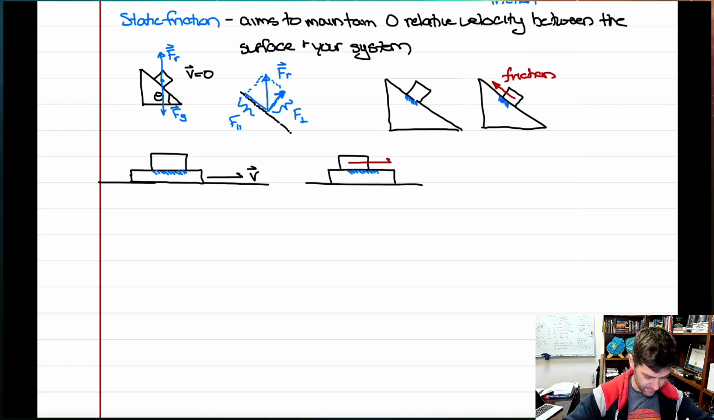Usually friction is trying to slow things down. We could be more precise and say that friction wants to eliminate relative motion. Kinetic and static friction want to eliminate relative motion.